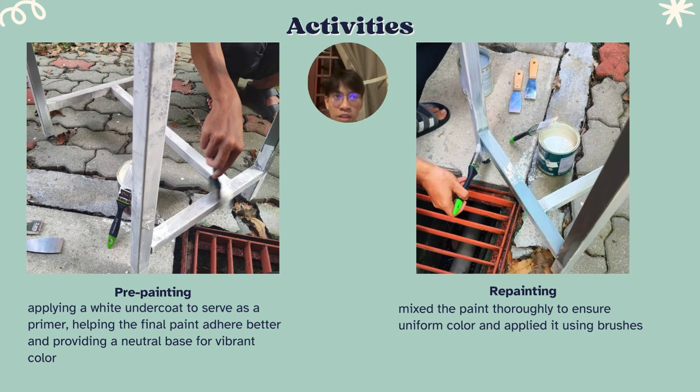It helps the final paint adhere better and provides a neutral base for vibrant color. We allow the undercoat to dry completely before moving on to the repainting process. For the repainting process, we mix the paint thoroughly to ensure uniform color and apply it using brushes. After the first coat dries, we apply the second coat to achieve a durable finish. We then inspect the table for any spots or imperfections, touching them up as necessary. Finally, we conduct a quality checkup and clean up the work area, ensuring the classroom was left tidy.